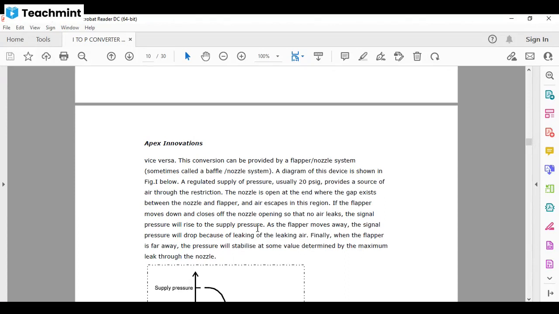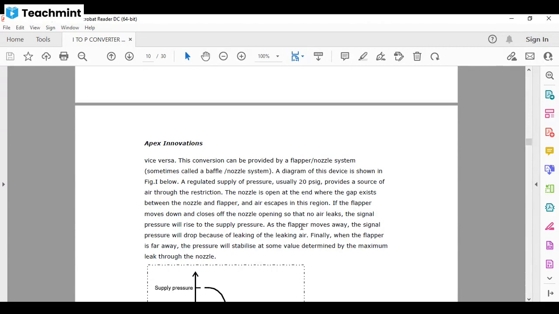जब डाउनवर्ड्स में मेरा फ्लैपर रहेगा, मतलब वो क्या करेगा, नोजल का जो मुख है उसको क्लोज कर देगा. Due to the closing there will be no air leakage through the nozzle to the flapper. And then the applied supply pressure can rise and be seen at our output, which is the signal pressure.